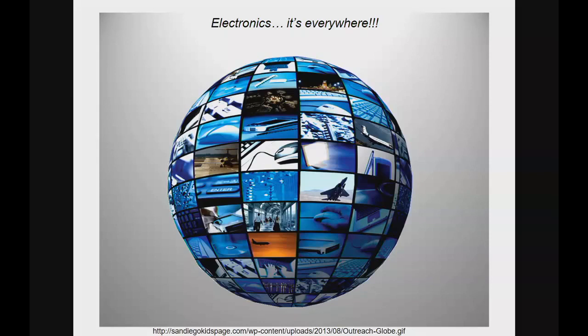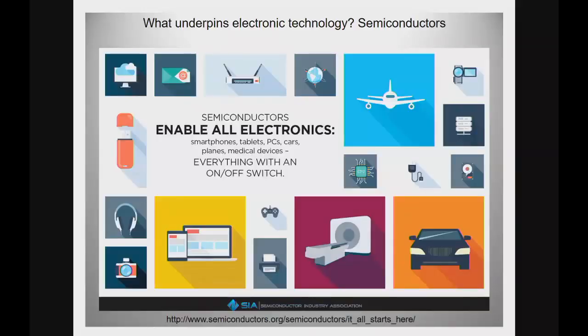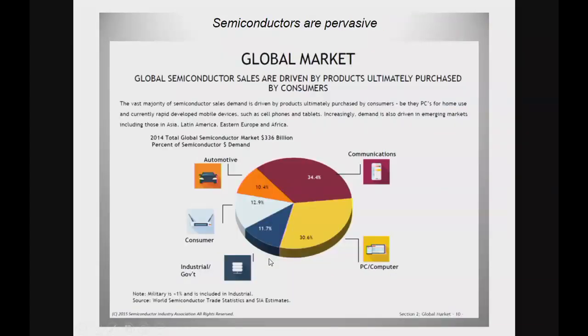So the foundation of most of this electronics is semiconductors. Semiconductors enable just about every form of electronics that exists. And so as an electrical electronic engineer, you need to understand what semiconductors are, how they behave, how to choose them, what their properties are, and what their advantages and defects are.